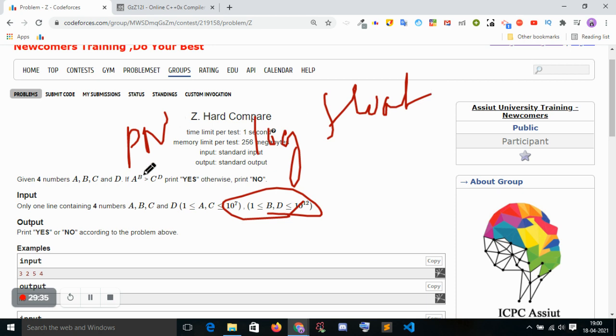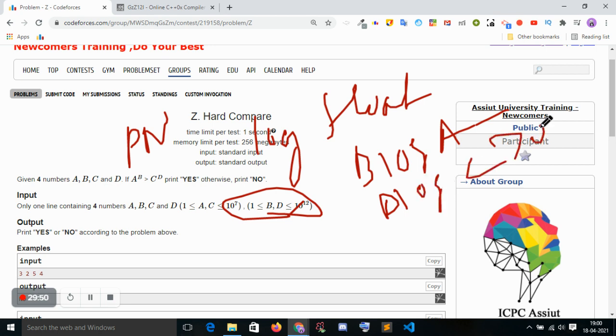So what should I do? I'll take a log on both of them. If b log a minus d log c is greater than 0, that means this one is bigger than that one. If it is negative, that means the other one is bigger. If it is equal to 0, both are equal. If it is greater than 0, you have to print yes, or else no. Whether it is equal or not equal doesn't matter.